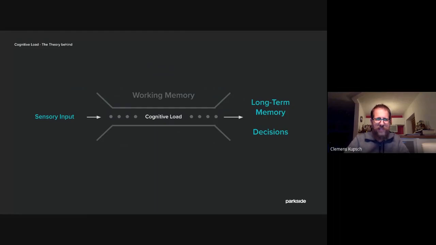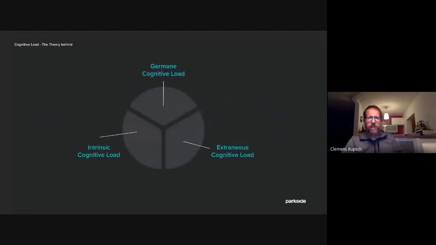Good, let's have a closer look. Cognitive load theory postulates three different types of load. And it's not one or the other, it's always all three of them, as they represent different aspects of the information we want to process or transport from A to B. Let's go through them one by one.